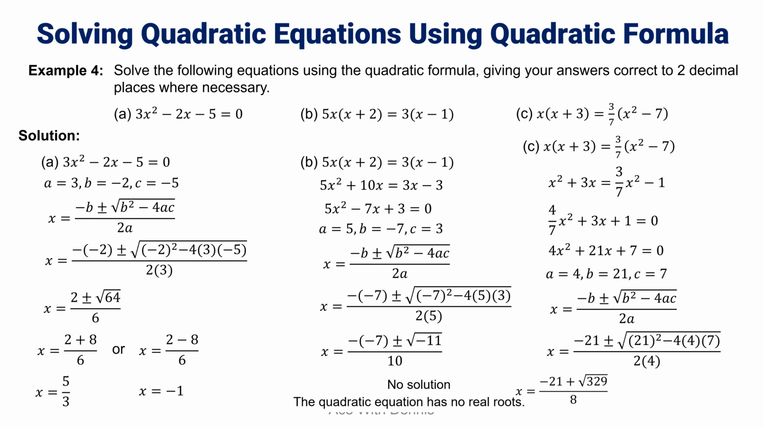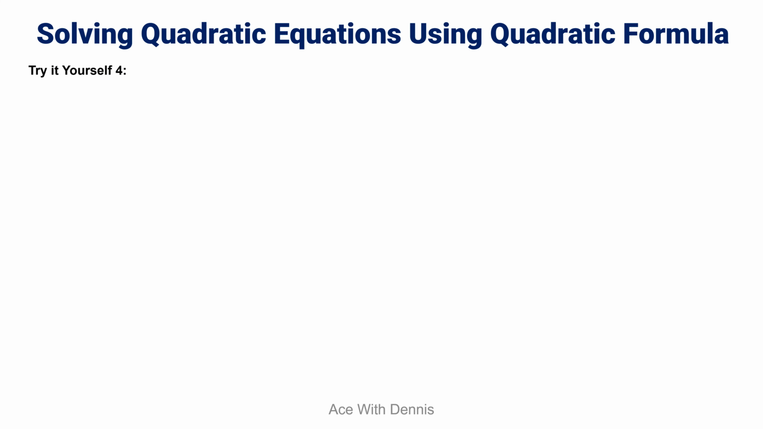So we calculate the values and we'll get (-21 + √553)/8, or (-21 - √553)/8. And we just calculate, we'll get this value and this value. Now you can try this example yourself.